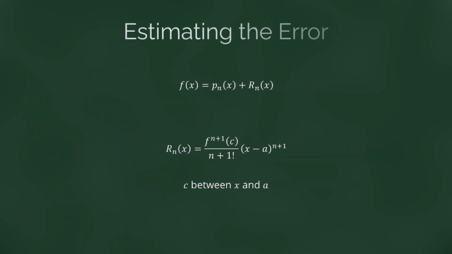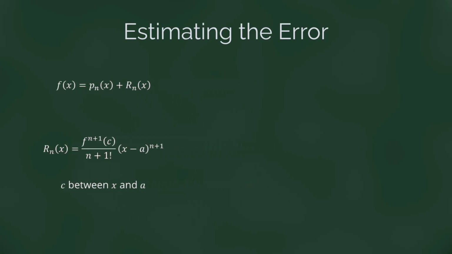The tricky part in this formula is that we don't know which value to pick for c. However, if we can find a maximum value for the n plus first derivative for all values of c between x and a, then we can find an upper bound for our remainder. This idea leads us to Taylor's inequality.